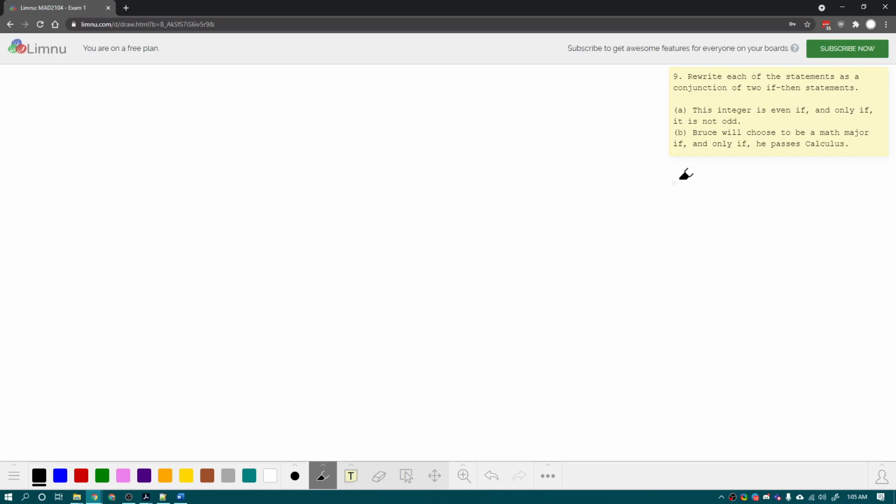Well, this is P if and only if Q, right? Where P and Q are predicates. So what is this equivalent to? Well, this is logically equivalent to if P then Q and if Q then P. Right. So this is what they mean by a conjunction of two if-then statements. Conjunction is the "and", and it's two if-then statements. Okay.